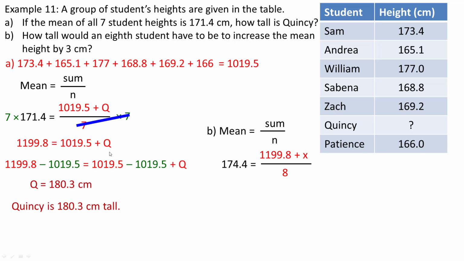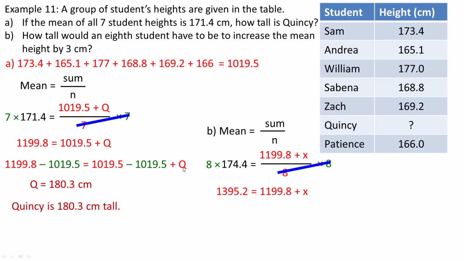Now to solve for that, very same idea as the way we solved for Q a moment ago. This expression we want to isolate for X. It's divided by 8, so I would do the opposite of divided by 8, so I multiply by 8. 8 times 174.4 is 1395.2, which would equal this numerator expression.